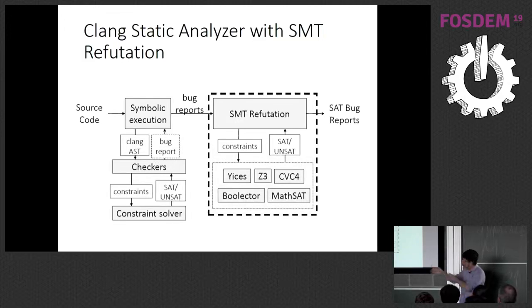And now this next step, called SMT refutation: for each bug report, we're just going to look at the constraints, encode them in the solvers and check for satisfiability again. And then we're just going to report the ones that the solver said, okay, this is satisfiable, this is feasible, this might happen.